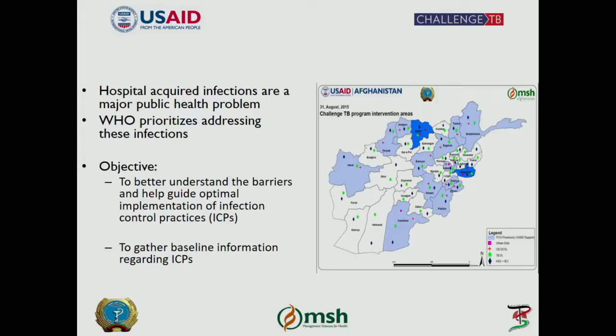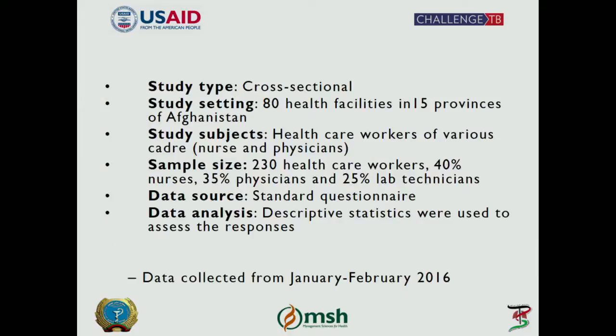Here are the 15 provinces where this study was conducted, highlighted by 2 colors. The study was a cross-sectional study conducted in 80 health facilities in 15 provinces.